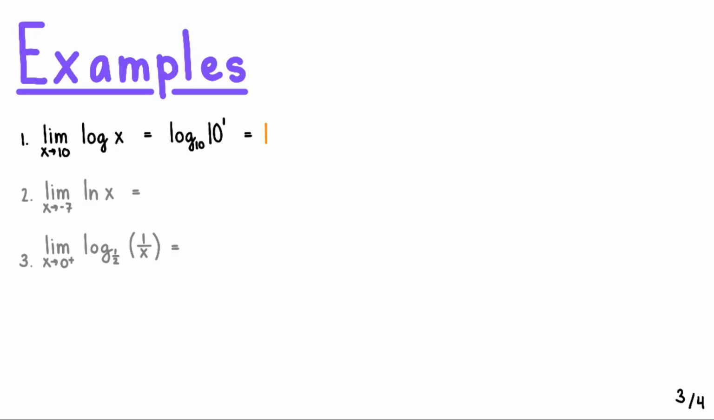As simple as that. It becomes simple since we know that we can just simply plug it in by the continuity of logarithms. So that is the power of continuity. Let's move on to the second example. We have here the limit of ln of x as x approaches negative 7.